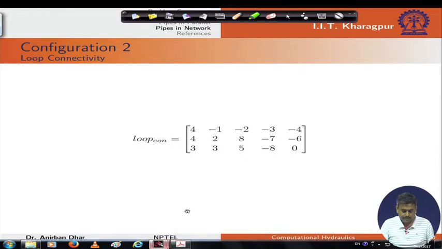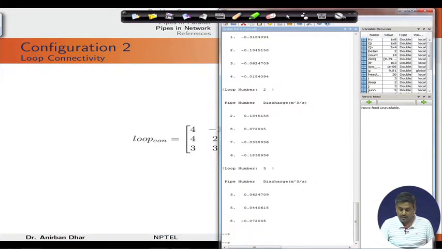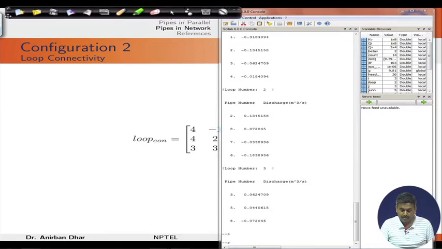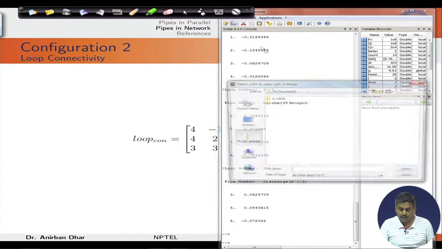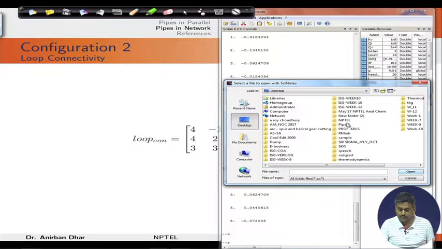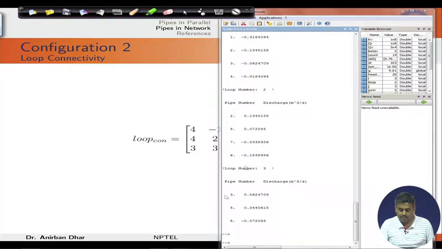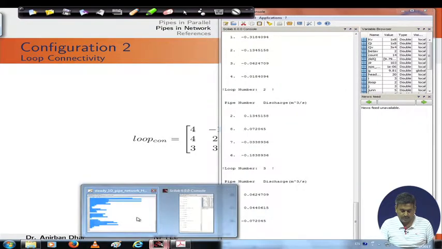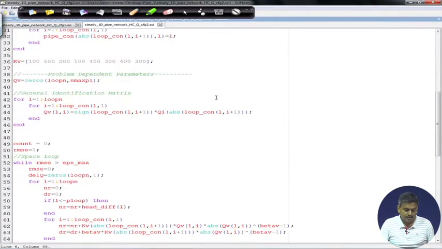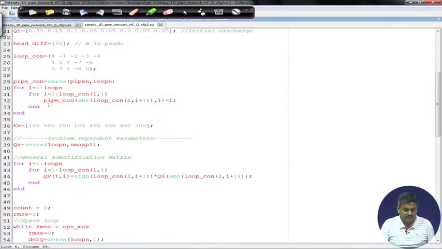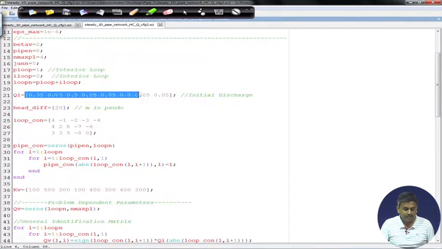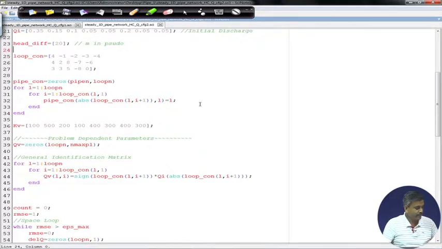So, for this connectivity matrix or loop connectivity, if I open this configuration 2, which is this one, these are the specified discharge values. This is 0.35, 0.15, 0.1, 0.05, these are initial discharge values, and there is no change in the program otherwise.